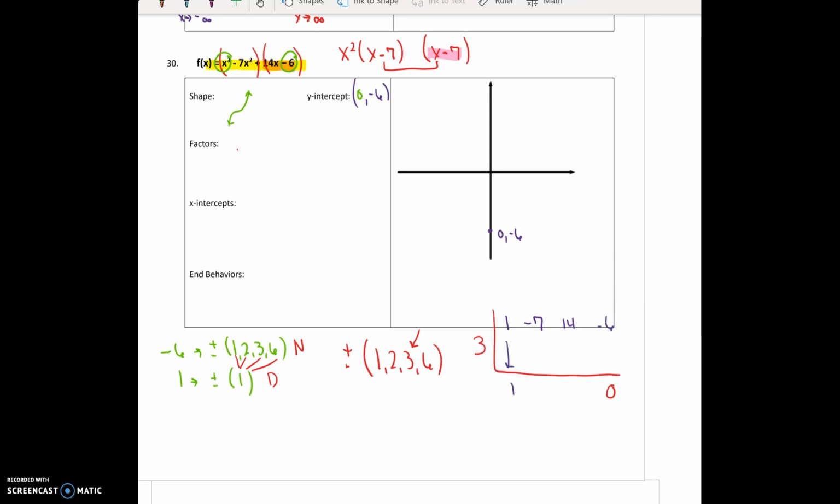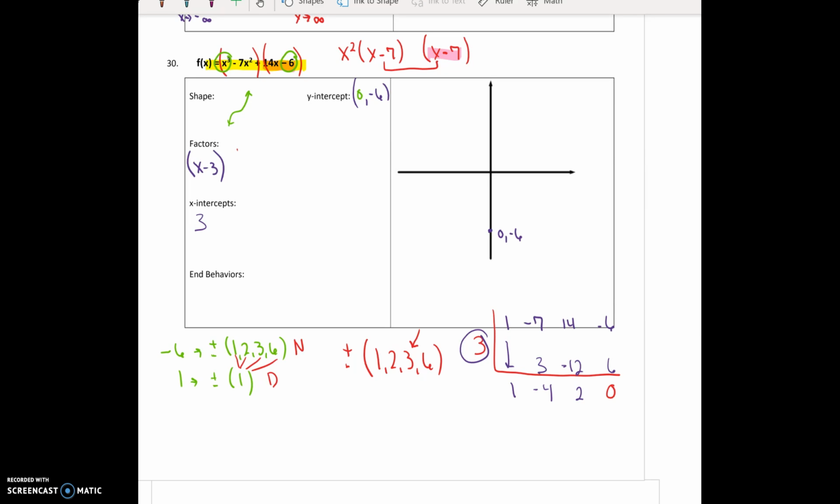So again, I've already tested this, so I already knew which one worked. So I'm going to bring the 1 down, and 1 times 3 is 3. Just add the next column up, multiply 3 and negative 4 and get negative 12, add this column up, and 3 and 2 is 6, and sure enough it works. So what's going to help me now is I already know one x-intercept. It's this 3. And the factor that would have gotten me there is x minus 3.